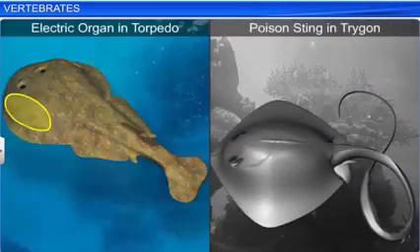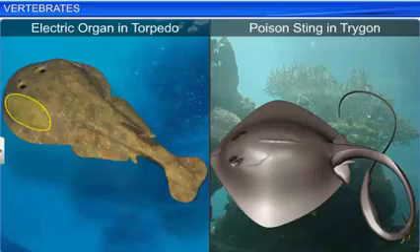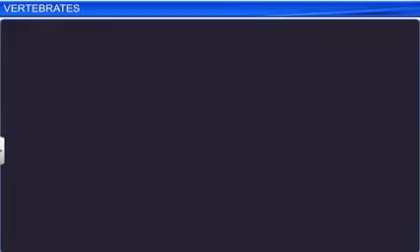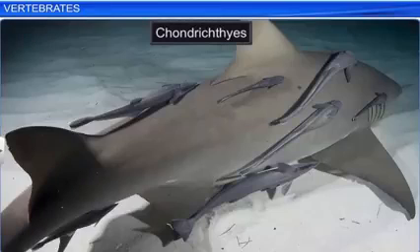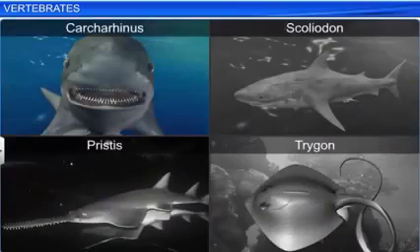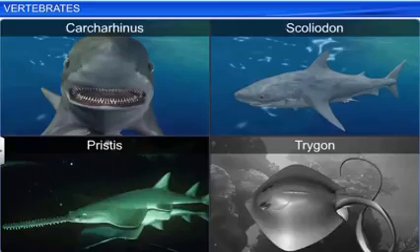Some of them also have an electric organ or a poison sting to protect themselves from predators. Chondrichthyes are dioecious and the pelvic fins in males have claspers. Fertilization in these fish is internal and many of them are viviparous. Carcharinus, Scoliodon, Pristis, and Trigon are examples of this class.